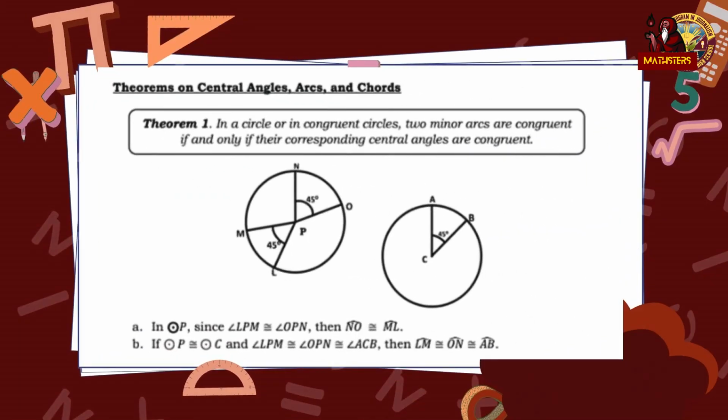Theorem number 1 says that in a circle or congruent circles, two minor arcs are congruent if and only if their corresponding central angles are congruent. Take this for an example. In circle P, since angle LPM is congruent with angle LPN, then arc NO is congruent with arc ML. But how can this be true?